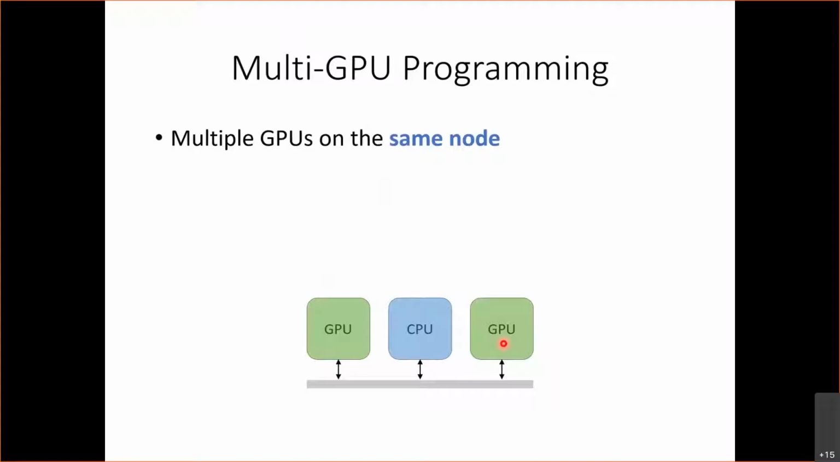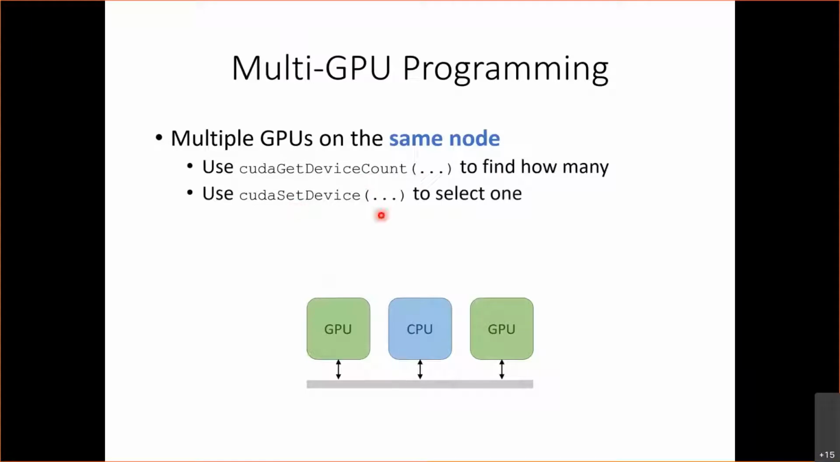So there is support for doing this inside of CUDA. You can figure out how many GPUs you have on the node using something like cudaGetDeviceCount. This API call tells you how many GPUs you have. And then you can use cudaSetDevice to select one of them. For example, if you want to launch a kernel on GPU 0, you can set the device to 0 and then launch the kernel. If you want to launch a grid on GPU 1, then you can call cudaSetDevice for GPU 1 and then launch the grid on GPU 1.